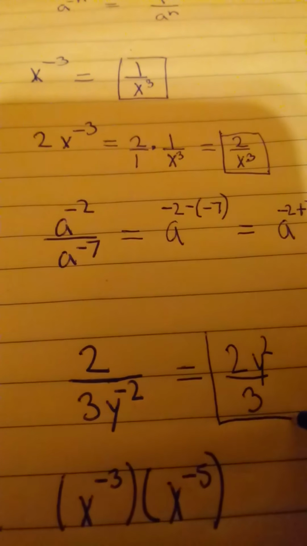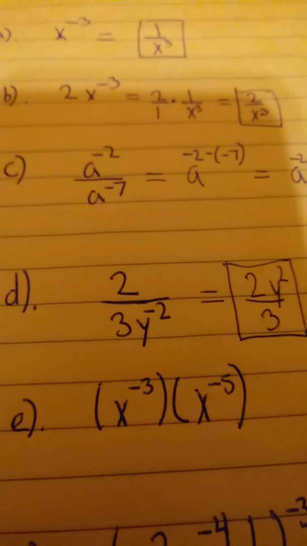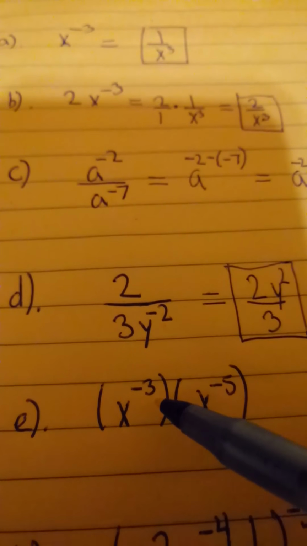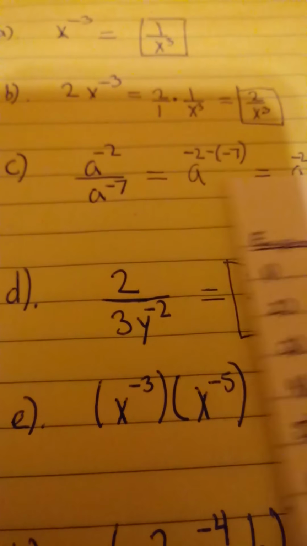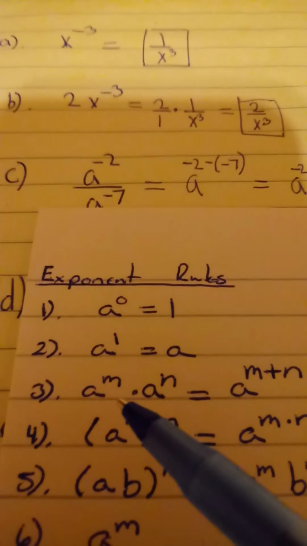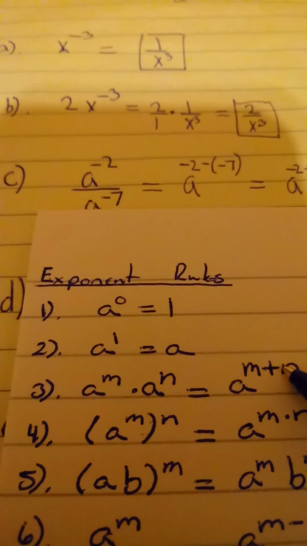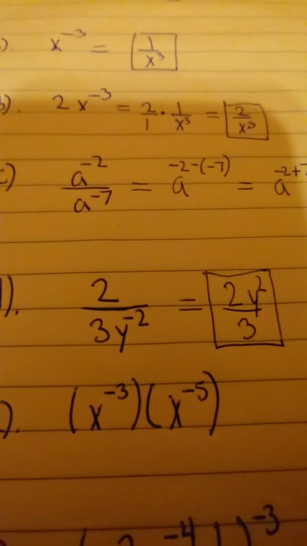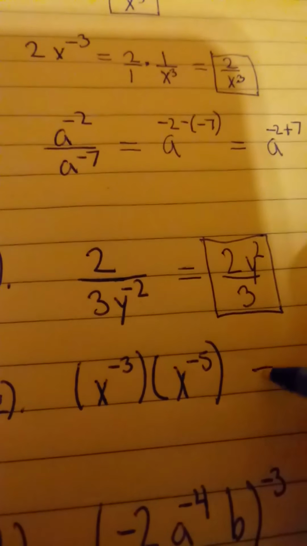So that would be your answer. What if we have something like this, where we have two negative exponents? Yes, you could use the negative exponent rule right here, but if you remember back in your exponent rule, your product rule states that if you have the same base and you're multiplying them, you add the exponents. So in this particular case, we're not going to use the negative exponent rule right away because we're going to go ahead and take care of this first.